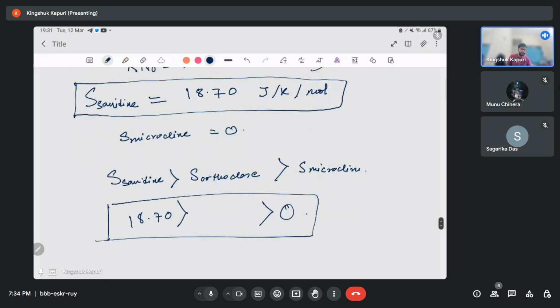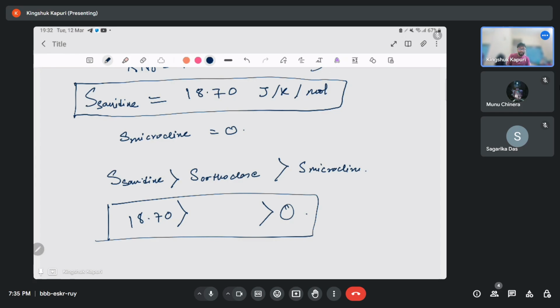So the value of S sanidine's configurational entropy is the highest. It could be thermal entropy or configurational entropy, but the main thing we are dealing with is that the entropy is higher. S sanidine's entropy is higher, what does that mean? It means it has a higher temperature, right?